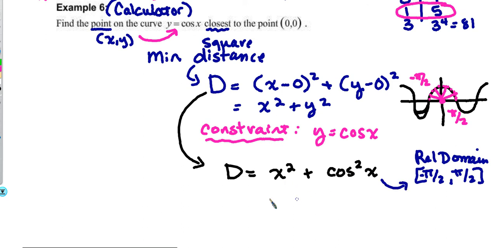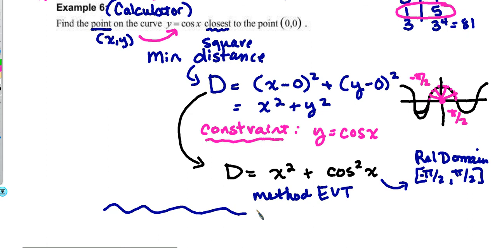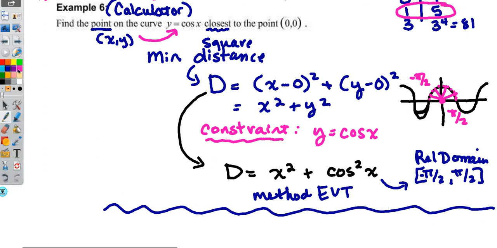on a closed interval, so my method is going to be EVT. All right, so the setup is exactly the same as before. Now we're ready to basically do the calculus.